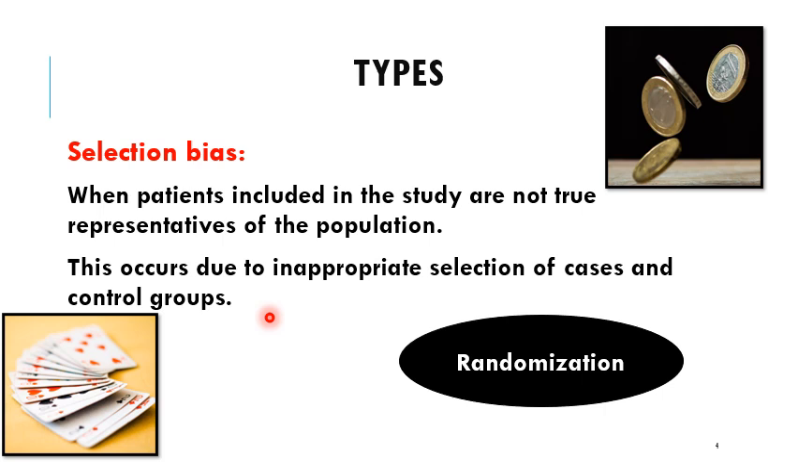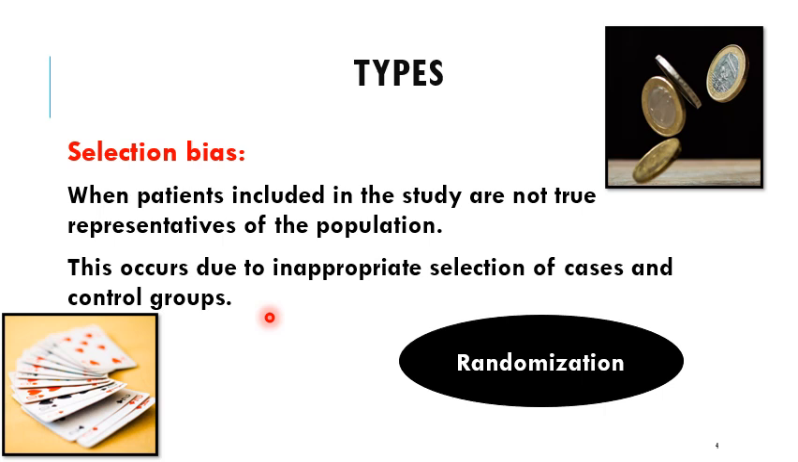But if in all cases we do graft A on the right side and graft B on the left side, there will be a favoritism because most people are right-handed. So they will have better oral hygiene on the left side and the right side will be compromised. So there will be a bias.